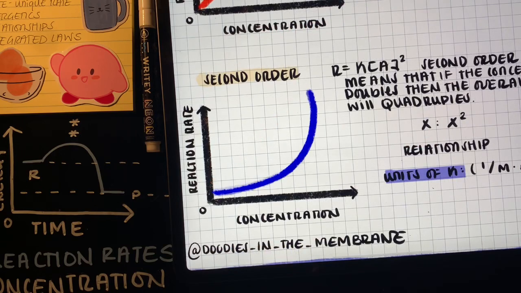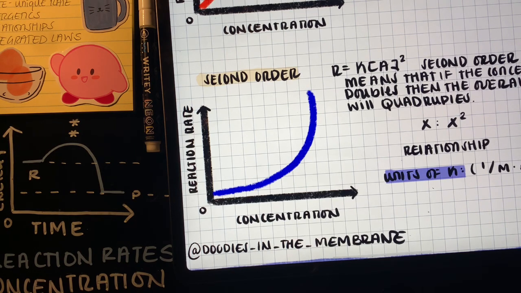Now that we're talking about second order, things change a little bit. Because now when the concentration changes, it has a greater impact on the reaction rate. So in this example, if the concentration in a second order reaction doubles, the overall rate will quadruple. That's a big effect.